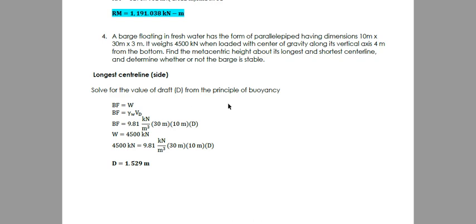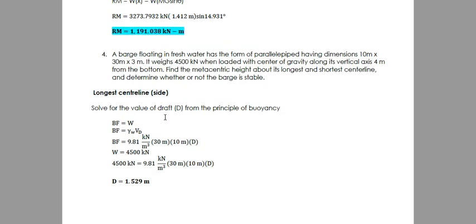So, let's try to analyze both sides, the long and the short sides. Let's first analyze the longest center line, the long side of the barge. We are to solve for the metacentric height and determine whether it is stable or not. So we basically solve for MBO and GBO and compare the two. Then from there we identify whether it's stable or unstable, and from the two we also solve for the metacentric height. First we need to solve for the draft.